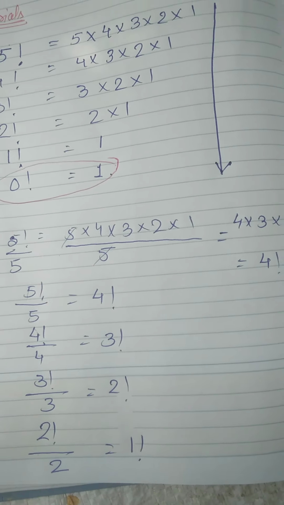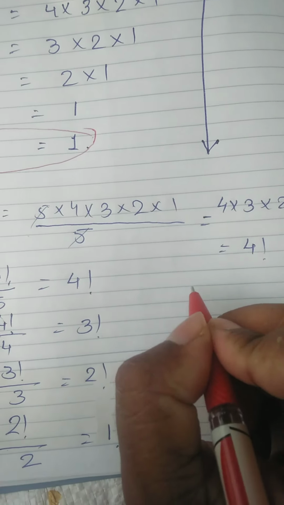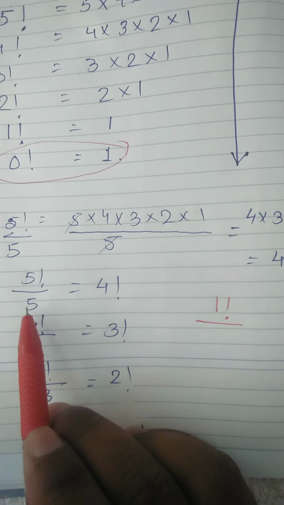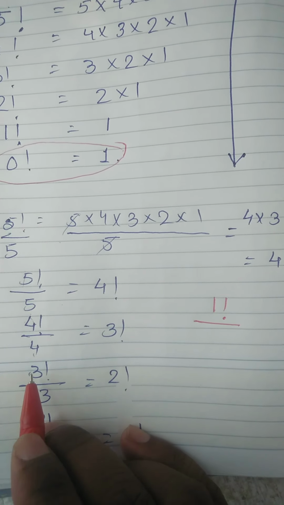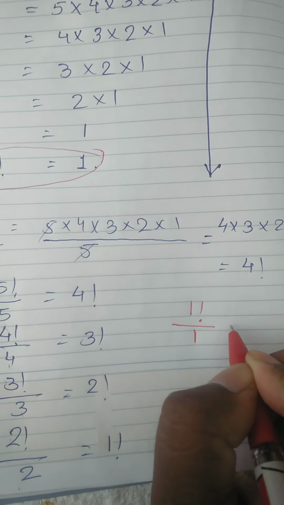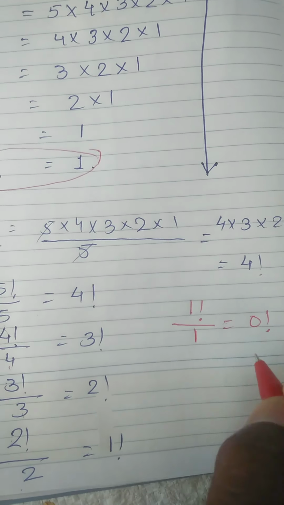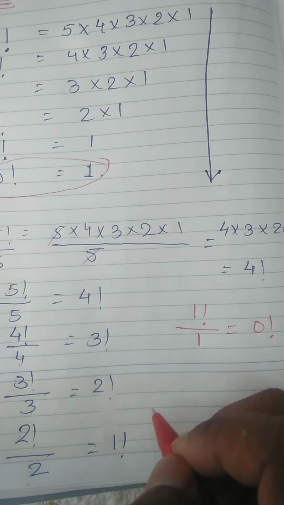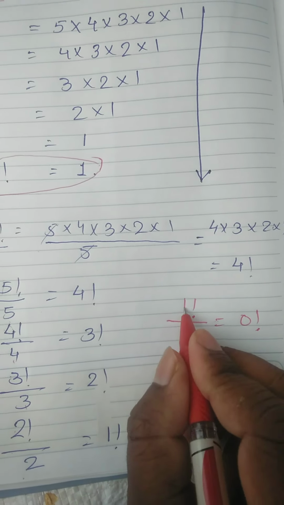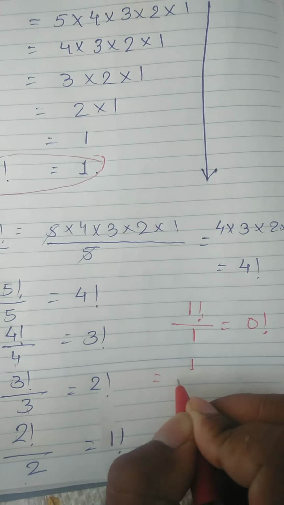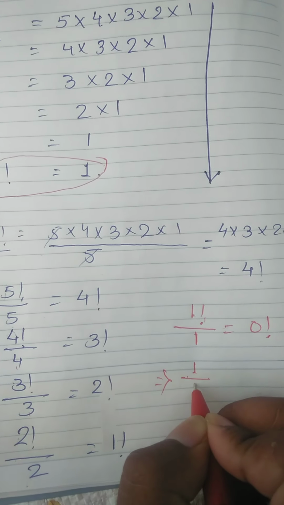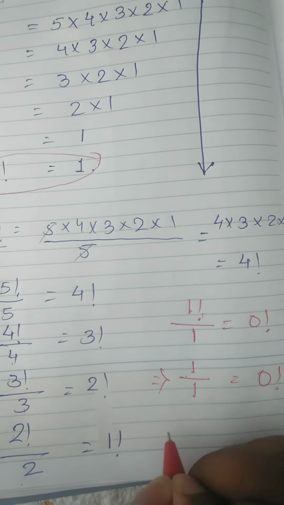Now how will I get less than 1 factorial? Following the same process, 5 factorial is divided by 5, 4 factorial divided by 4, 3 divided by 3, 2 divided by 2, and 1 will be divided by the same 1. It will be equal to 0 factorial. Moving the same way from higher number to lower number, 1 factorial means only 1, divided by 1, is equal to 0 factorial.